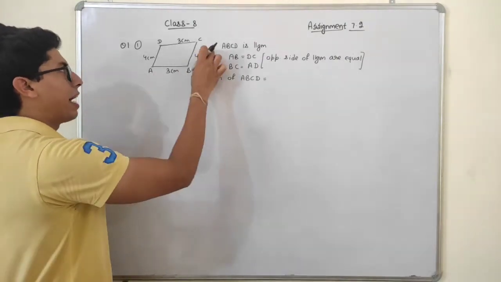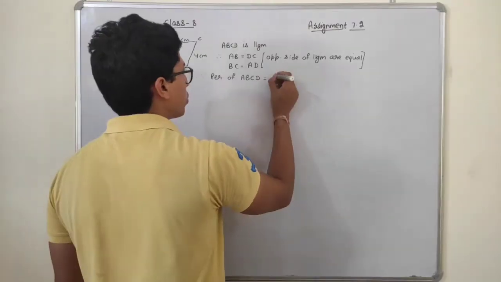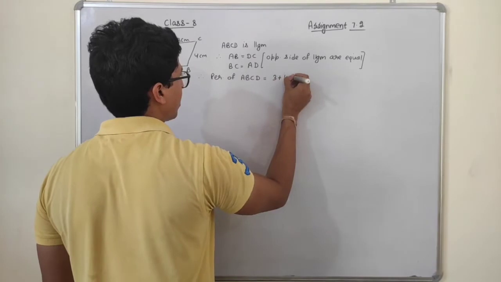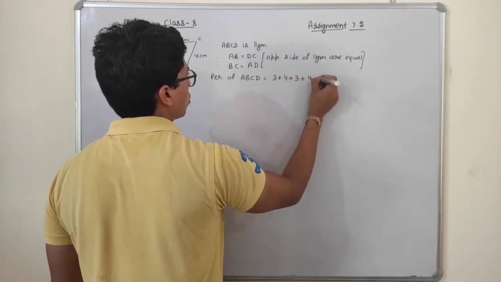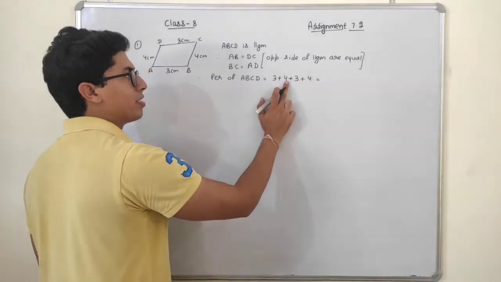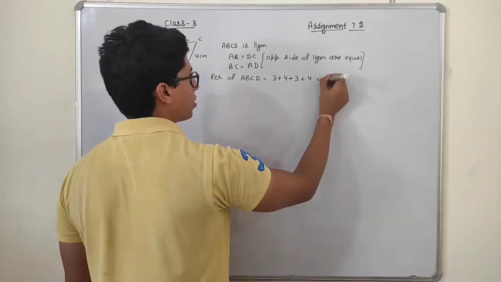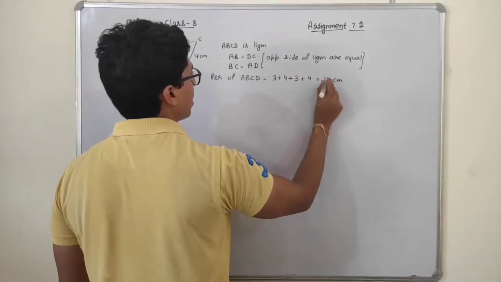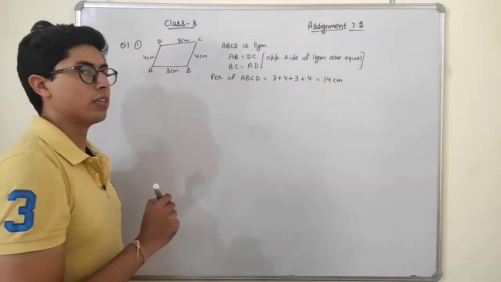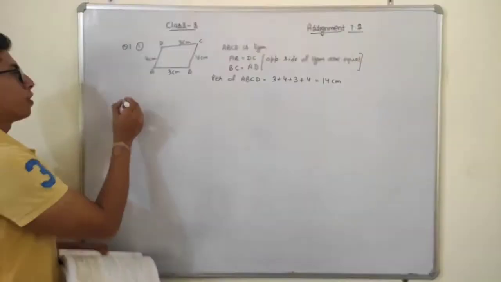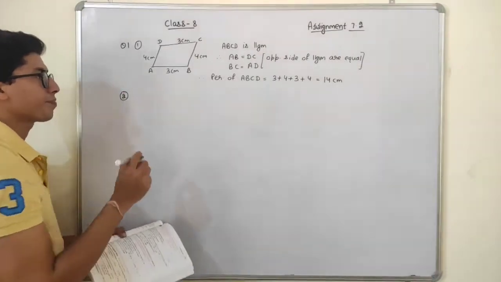That means just add these sides. So 3 plus 4 plus 3 plus 4. So it will be, see, 3 and 4 is 7, 7 and 7 is 14. So 14 centimeter is our required answer. Okay, students. So first question, second part.